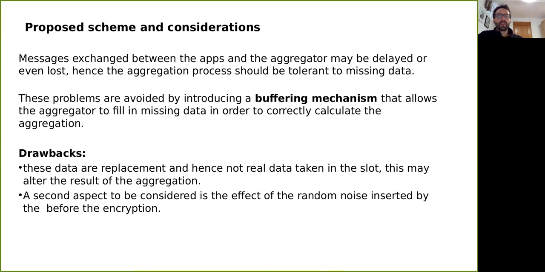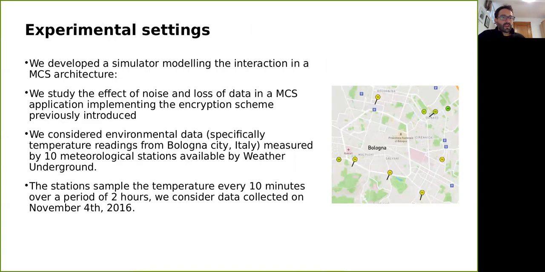But this buffering mechanism might introduce two possible drawbacks. On one hand, data are replaced, and hence these are not real data taken from the slot. So this might alter the final result of the aggregation. And secondly, each data provider introduces some noise in order to obfuscate the real data. So we have two different sources of noise. What we have done is to exactly analyze the effect of the noise on the real data by using a simulation.